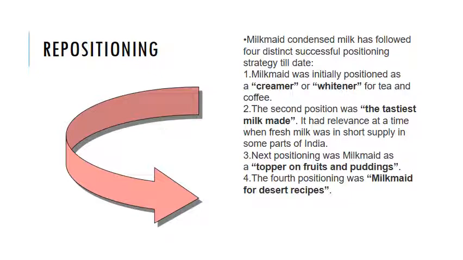Then Milkmaid was positioned as a topper on fruits and puddings, just as an added topping for fruits and puddings. Again, they found that it was not actually catching the market. So the final, or the fourth, positioning of Milkmaid was with dessert recipes, as an ingredient for making any kind of dessert. So that was a repositioning done by Milkmaid.